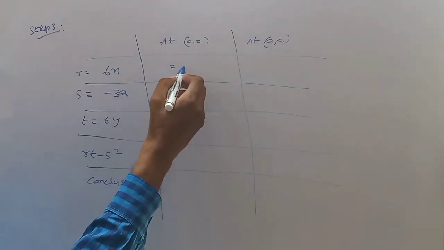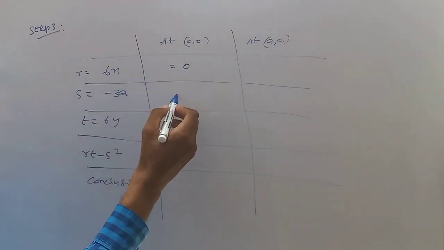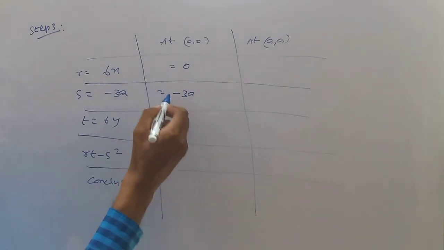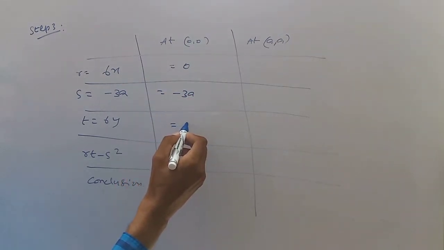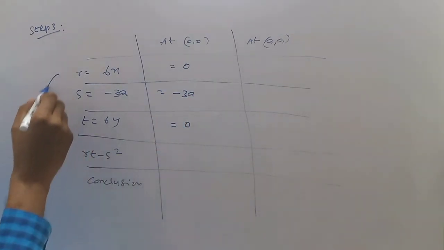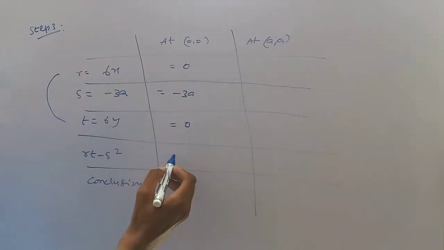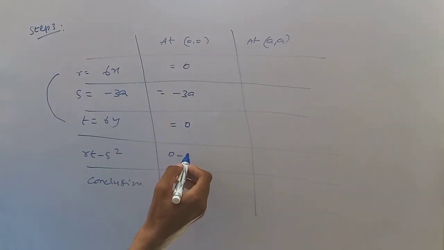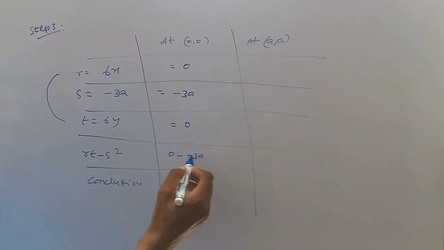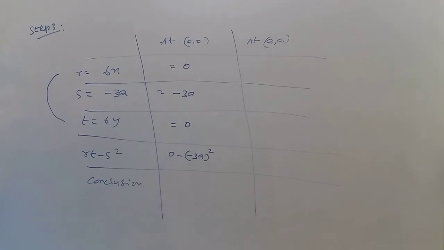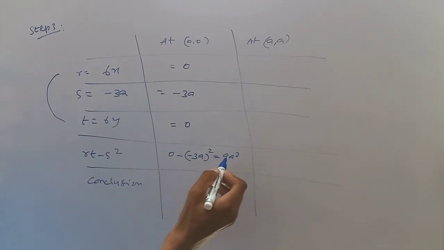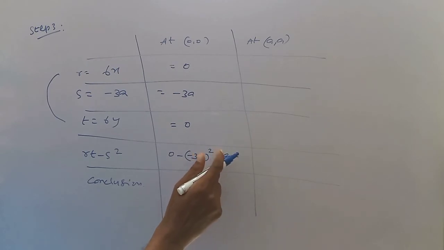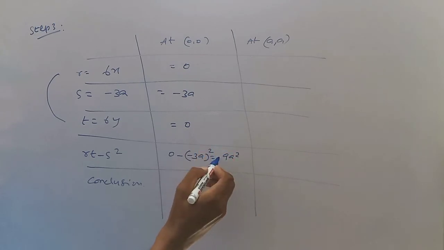If you substitute 0, 0, r is 0, s value is minus 3a, and t value is 6 into y, which is 0. Rt minus s square is 0 into 0 minus s square. S is minus 3a, whole square equal to 9a square, with the negative sign.